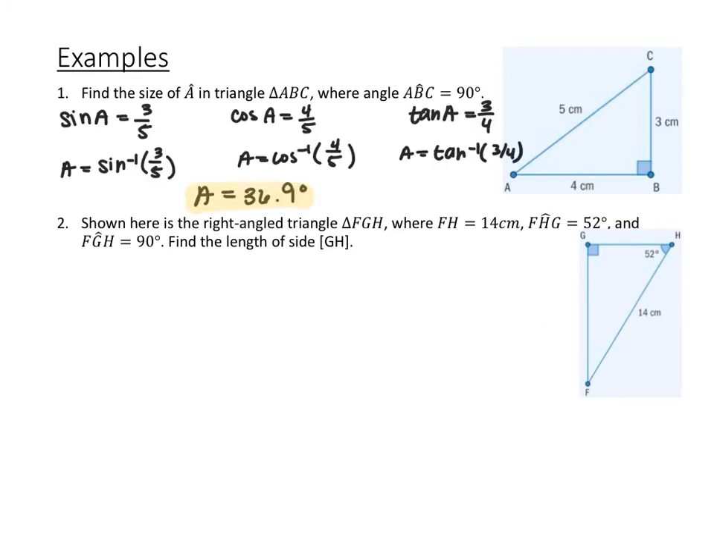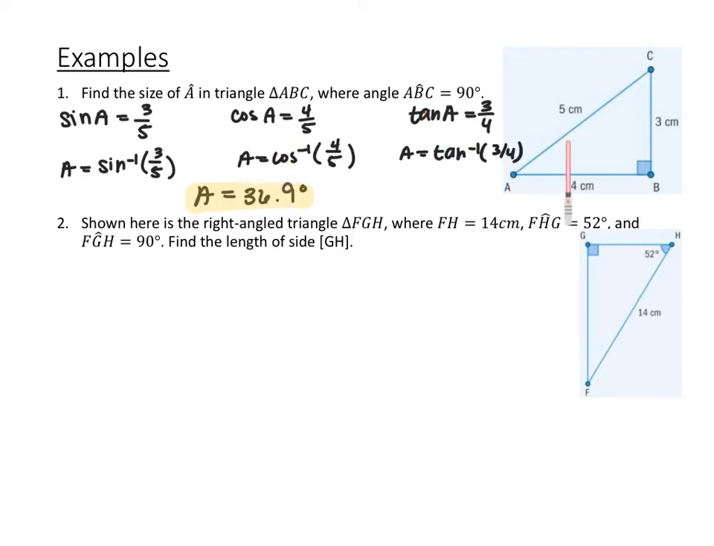So I set up my trig ratios. It doesn't matter which of the three you use because we know all three sides. So if I use sine, sine is opposite over hypotenuse, so that would be 3 over 5. If I used cosine, cosine is adjacent over hypotenuse, so that would be 4 over 5.